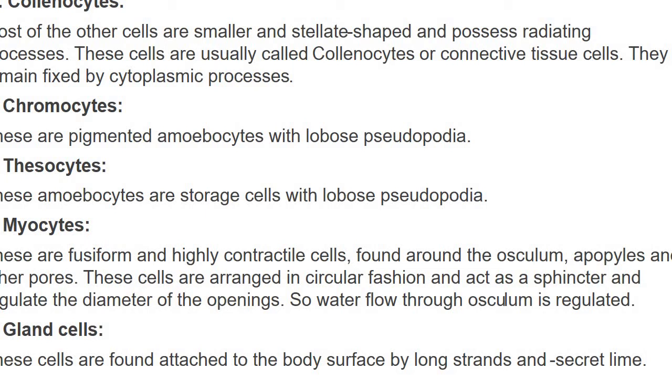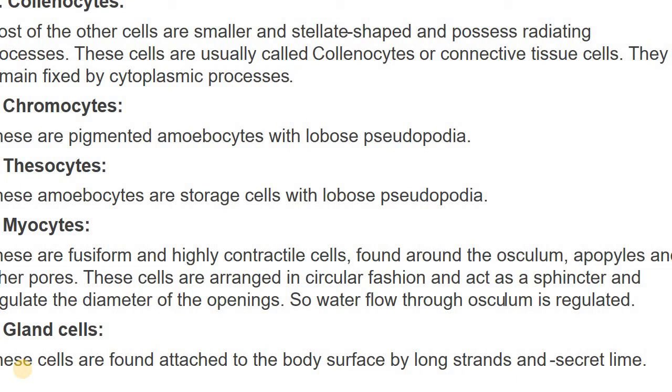Next to chromocytes. See, these are pigmented amoebocytes with lobose pseudopodia. That means they give definite color to the sponges in general and sycon in particular. Next, thesocytes. These amoebocytes are storage cells with lobose pseudopodia. So these are storage cells which store some food materials.